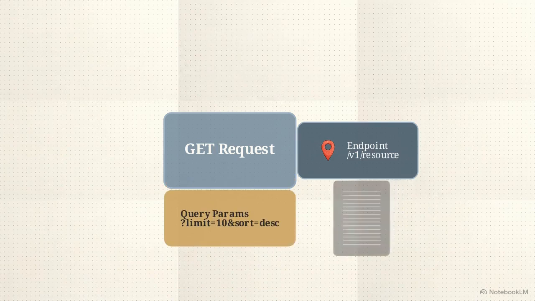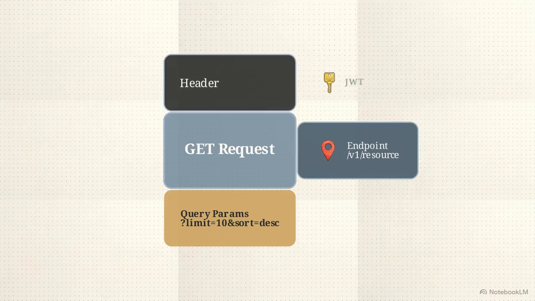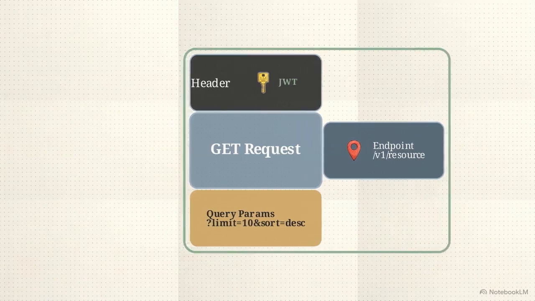First, you need an exact destination address, the endpoint URL, so the network knows which specific server to contact. Next, you add highly specific instructions called query parameters. These act as filters, ensuring the server sends back only the exact 10 items you want, rather than dumping thousands of records onto your device at once.